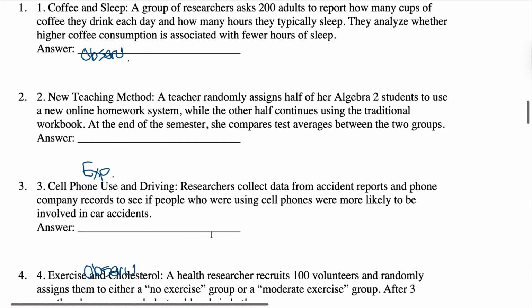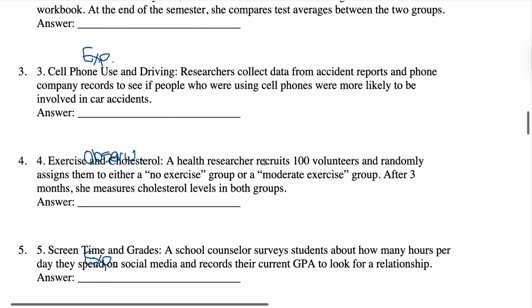Third, cell phone use and driving. Researchers collect data from accident reports and phone company records to see if people who were using cell phones were more likely to be involved in car accidents. This would be an observational study because the researcher is only collecting data. They didn't implement any treatments to the group, so it will be an observational study.